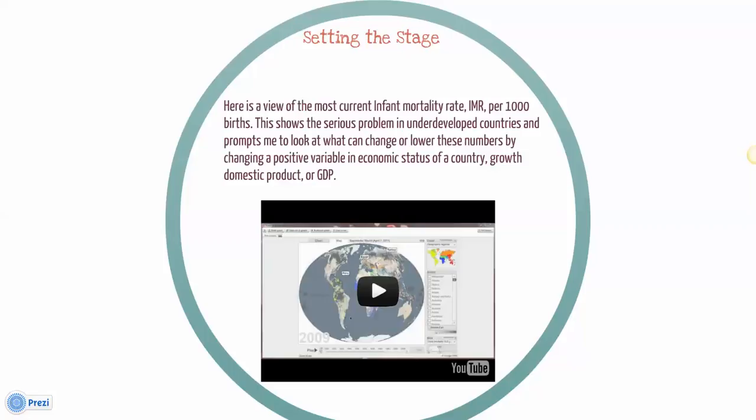It's a fully developed country, fully developed society. And on the other end, there's infant mortality rate, or IMR. And this is based off number of deaths per 1,000 live births.